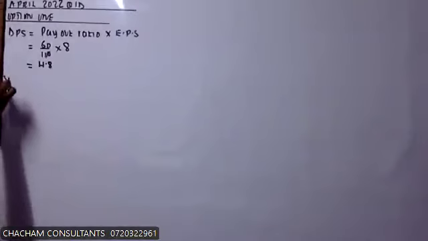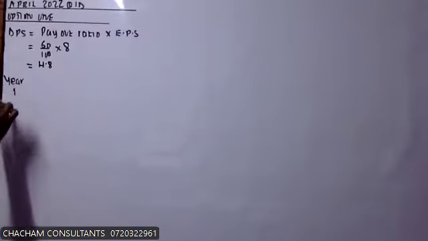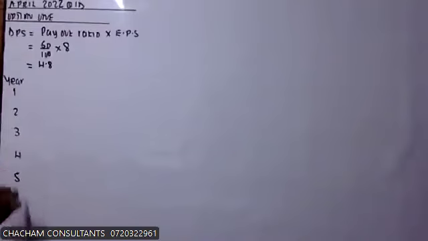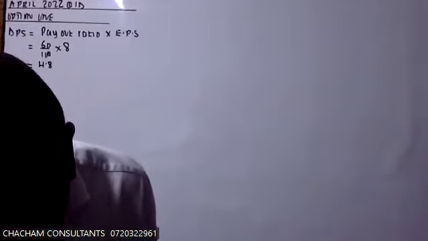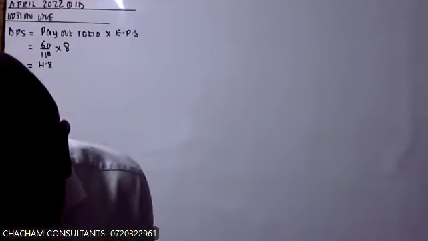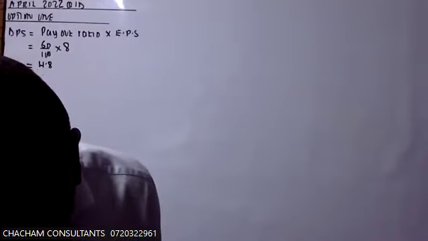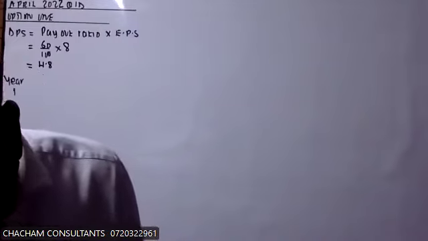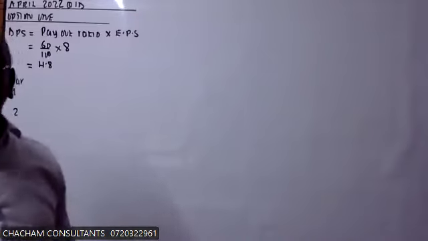So now we will have the year here. Year 1, year 2, year 3, year 4, year 5. We are told that these dividends will stabilize per annum thereafter. So we need to know thereafter. Thereafter is the 6th year to infinite. Infinite means forever.